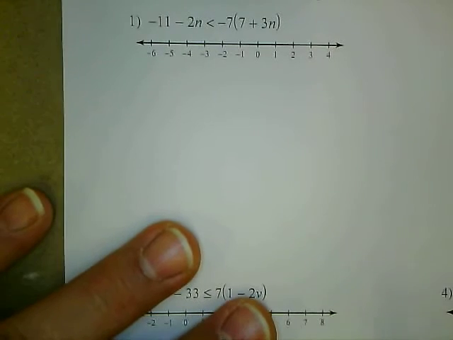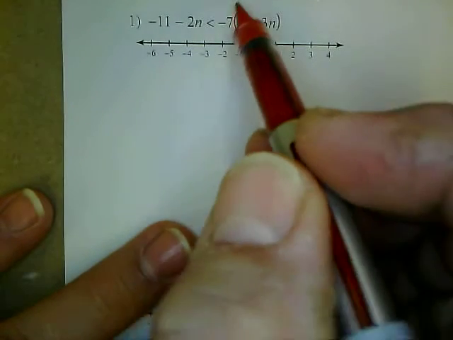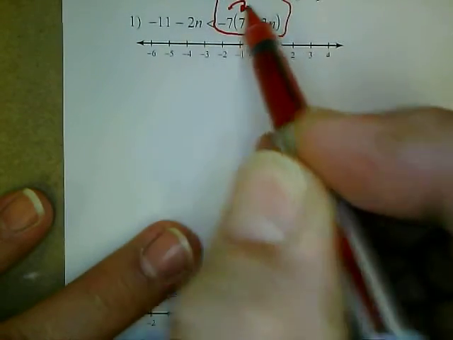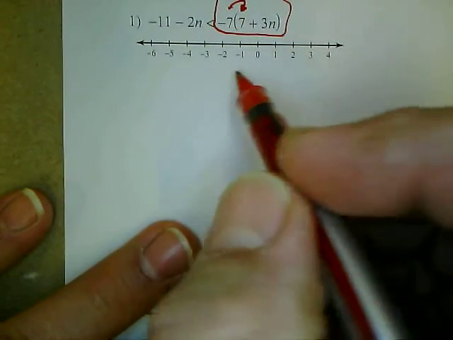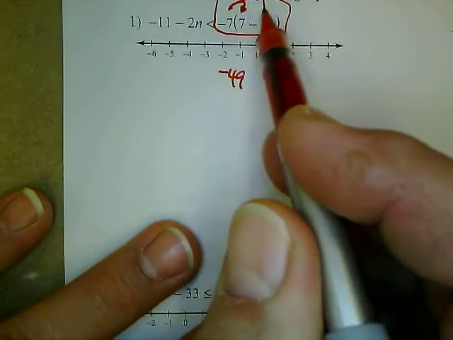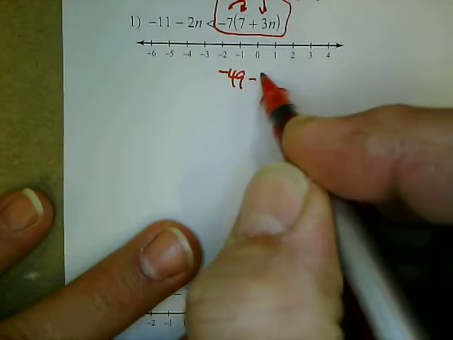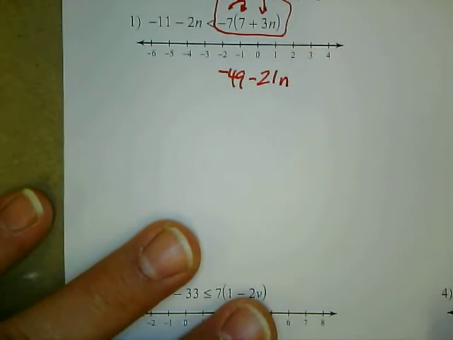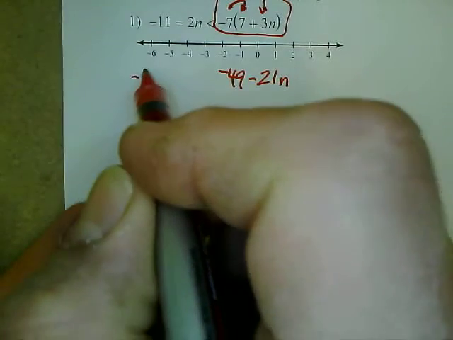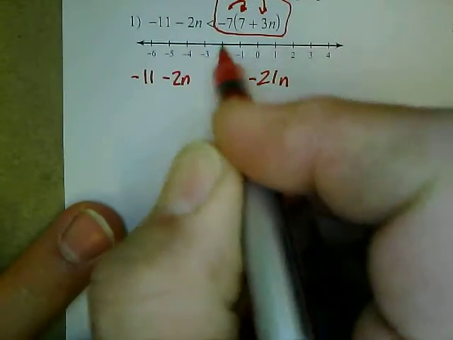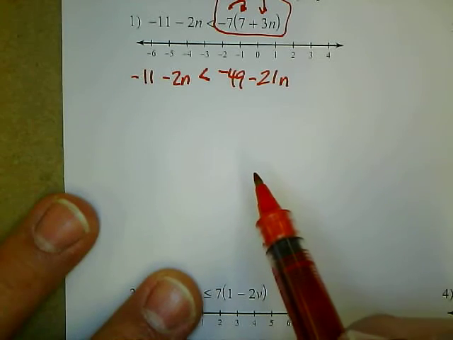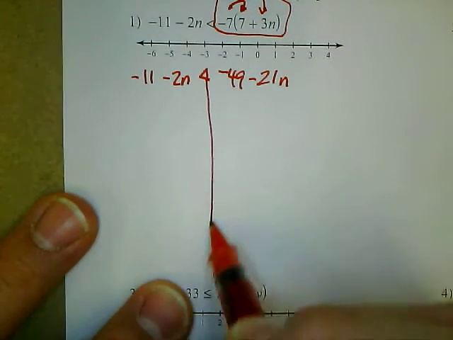So my very first step is distribute. Well, right here, guys, look right there. There's the distribute part right here, and this is how I would suggest that you do it. So -7 times 7 is -49. -7 times 3 is -21, and they have an n together. Now, I'm just going to bring everything else down. That -11, that -2 times n, and my inequality sign exactly the same way. Now I've created this new problem.